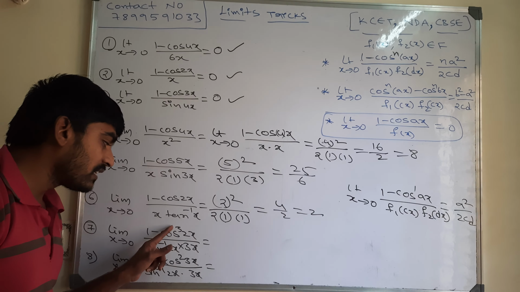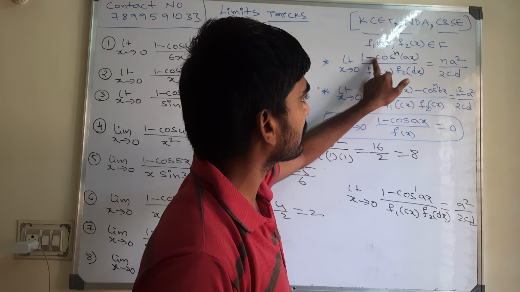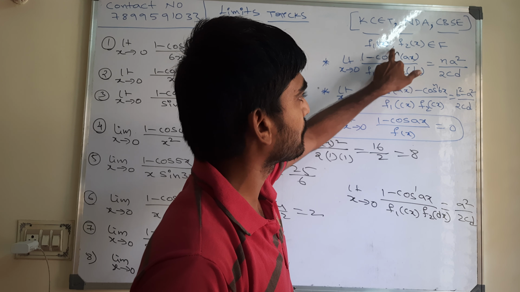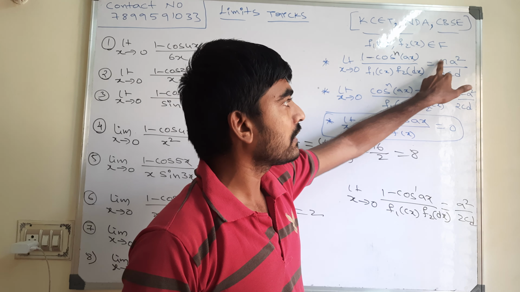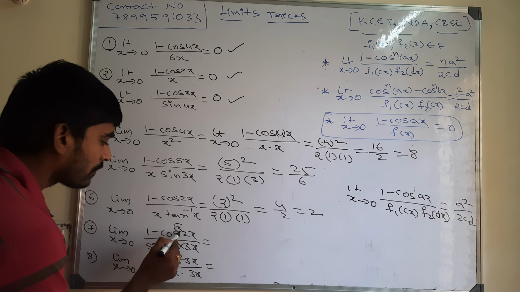But here a power is there, a cube is there, so I told the formula with power n. If it is like this, 1 minus cos power n of ax divided by f1 cx, f2 dx, what is the trick? N into a square by 2cd. What is the n value here? 3. 3 into a square. What is a here? 2. 2 square divided by 2 into CD. What is the C value then? 2. D is 3. Now 2 square gets cancelled, 3 gets cancelled. The answer is how much? 1. So it's very easy, no?